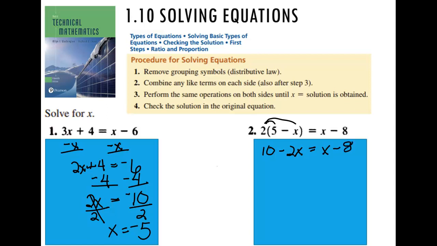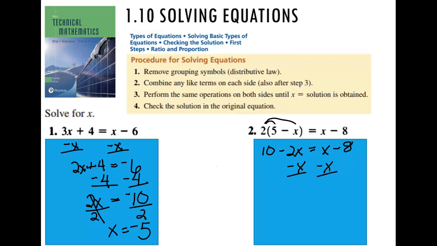And then in here I've got the same problem I had before. I've got x's on both sides. So I need to move one of them. So I'm going to take this x here on the right and move it over. So I've got to do that by subtracting x from both sides. And we draw our line and subtract.